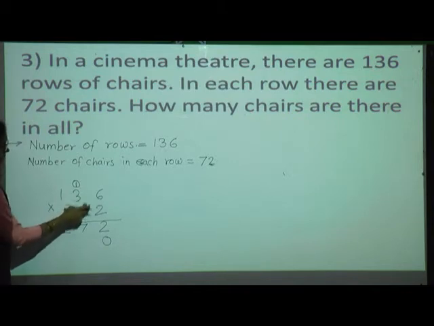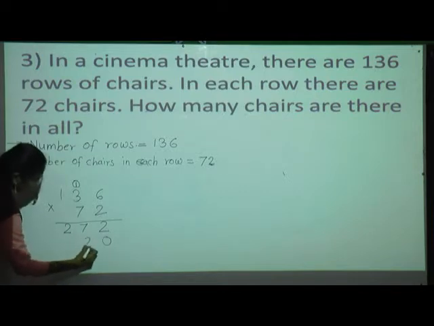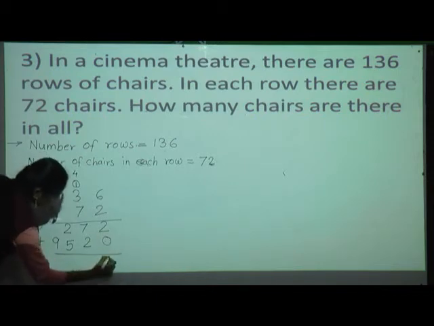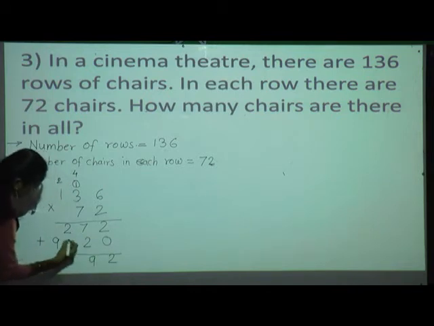Now 7 into 6, 7 sixes are 42. So here we will write 2 and 4 as a carry. Then 7 into 3, 7 threes are 21. Plus this carry you have to add. So 7 threes are 21 plus 4, 25. So write here 5 and we will give 2 as a carry. Then 7 ones are 7. 7 plus 2, 9. Then add these two numbers. 2 plus 0, 2. 7 plus 2, 9. 2 plus 5, 7. And this 9 as it is.